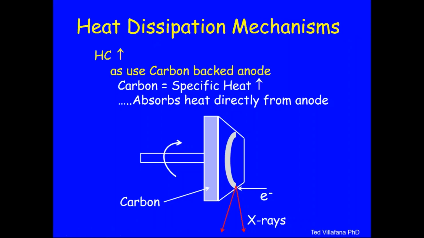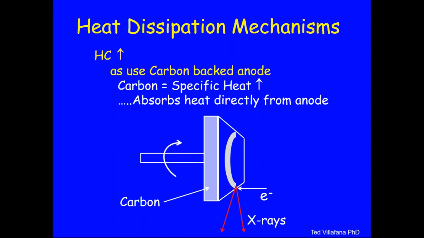Well, moving on. Here's another mechanism of heat dissipation. Use carbon-backed anodes. Here is your regular anode that we've been talking about, and then we have a carbon backing to that anode where we bind carbon directly to the metal anode disc. What does that do for us? Carbon has a very high specific heat. It absorbs a lot of energy, but does not go up in temperature. So now we have another heat sink. I'd already talked about the oil bath that absorbs radiative heat.